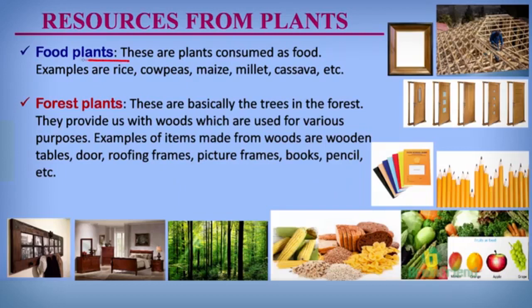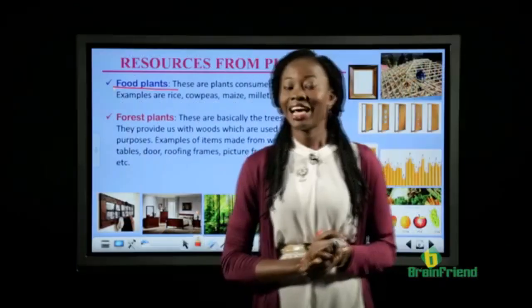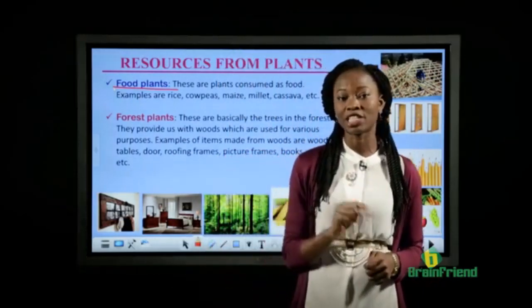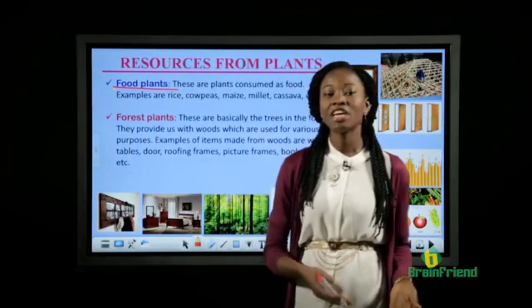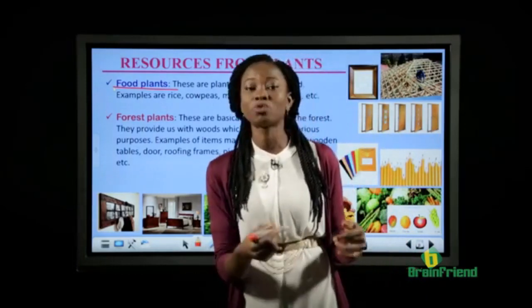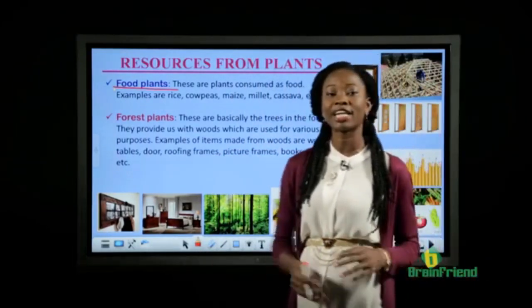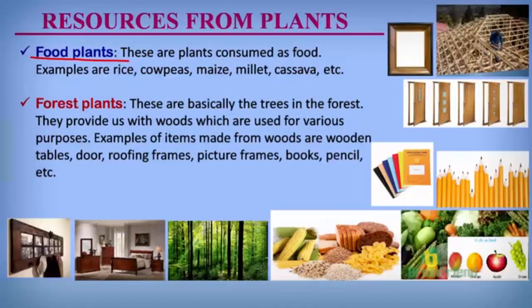Let's look at the first group, food plants. You already know that plants provide the bulk of the food we consume as humans. As a matter of fact, plants are considered primary food producers because every other living organism depends on plants for food. Animals feed on plants. Even carnivorous animals who feed on other animals feed on animals who might have fed on plants. Humans feed on plants. We feed on animals as well. So plants provide food such as rice, cowpeas, maize, millet, cassava, groundnut, sugarcane. The list is endless. Plants provide most of the food we consume in our daily life, so we cannot rule out plants from food production.